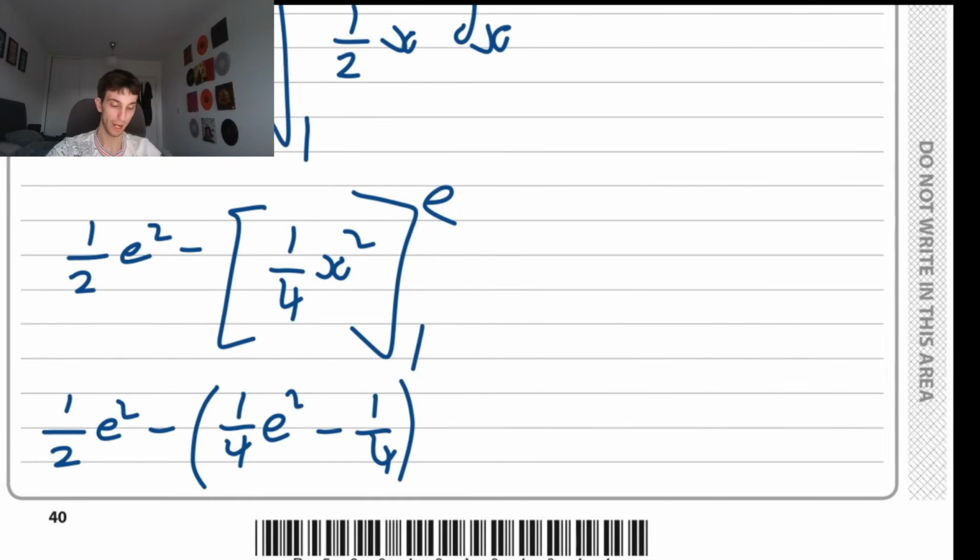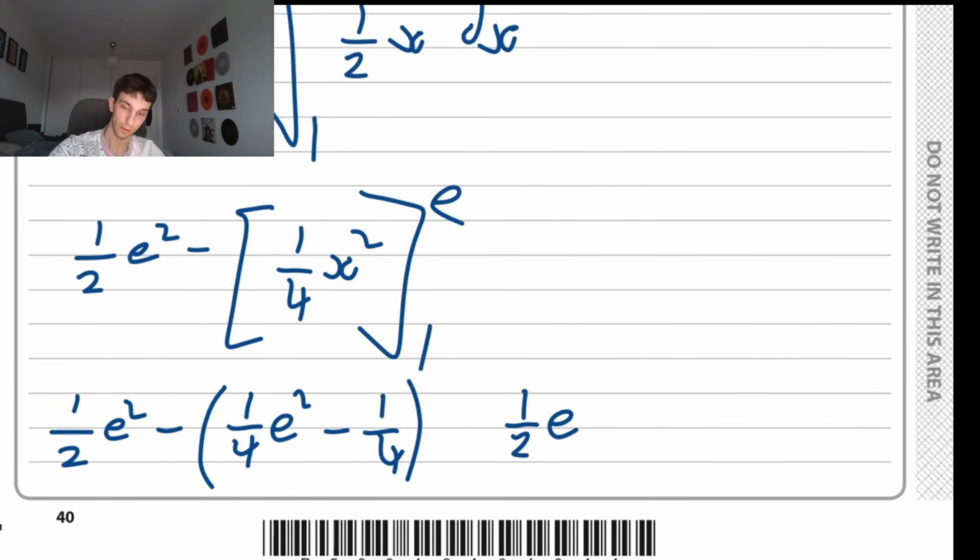Okay, let's do it all at once. We have half e squared minus a quarter e squared, so that's a quarter e squared, minus a quarter, which becomes plus a quarter. So this will actually be the area under the curve.